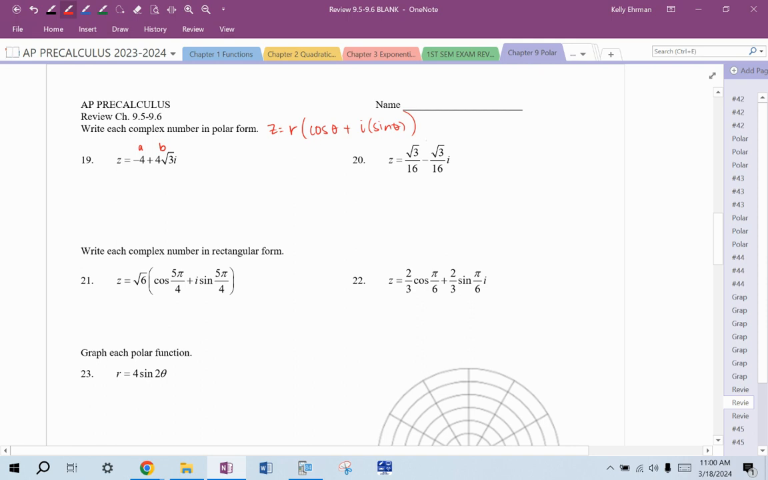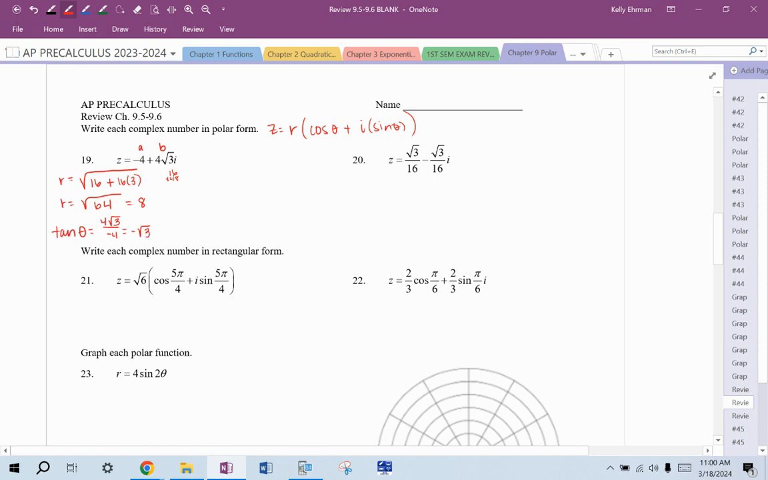kind of ugly formula. So r is the Pythagorean theorem. Negative 4 squared is 16 plus 4 radical 3. When you square that, that's 4 squared is 16 times radical 3 squared, which is 3. So this is the square root of 16 plus 48, and that's 64. So r is 8. And then theta is always found using tangent. Tangent of theta is 4 radical 3 over negative 4, which is negative radical 3.